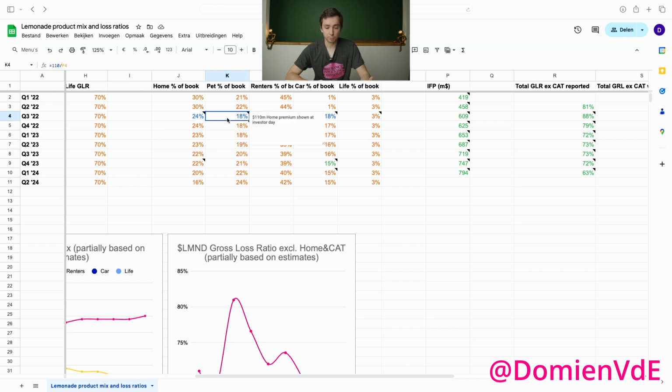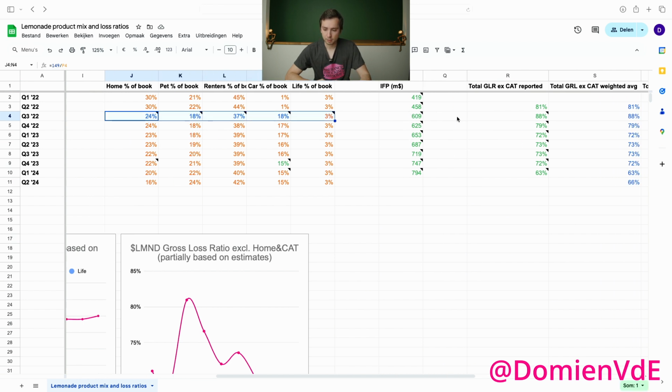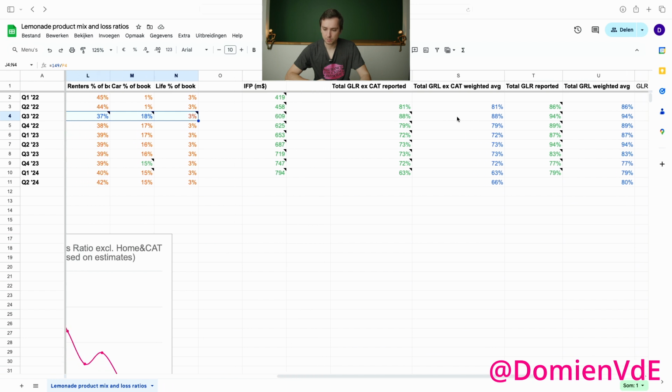The same can be done for pets as well as renters and car. As you can see, this also was right after the Metromile acquisition, so we did get some other information by looking at the details of that transaction. So you can see here how I arrived at this 18%. And these are all notes. If you want to get access to the sheet, again, you can make a donation and then you can have full access. Okay, so how can we use these numbers? Well, let's have a look at the last columns here.